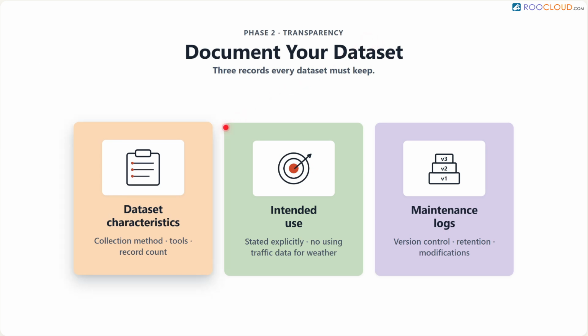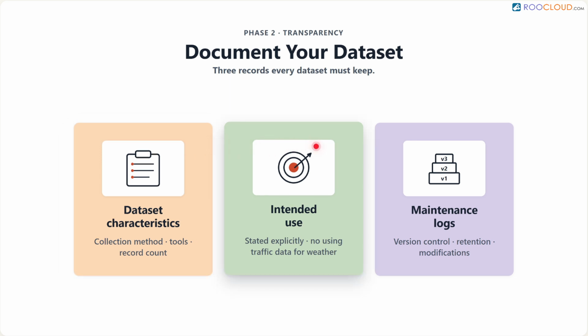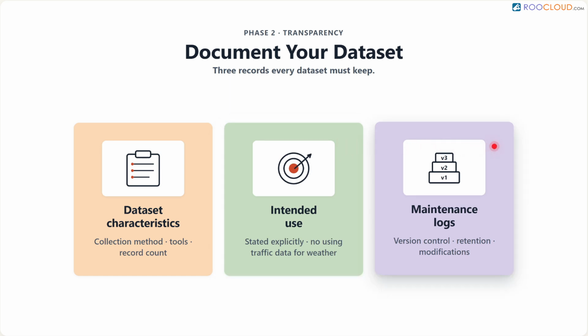You need to record exactly how it was collected, what tools were used, and how many records it contains. You must explicitly state its intended use so nobody accidentally uses your traffic dataset to try and predict local weather patterns. Finally, keep detailed maintenance logs showing version control, how long you plan to keep the information, and any modifications made over time. The third phase is build or adapt models.